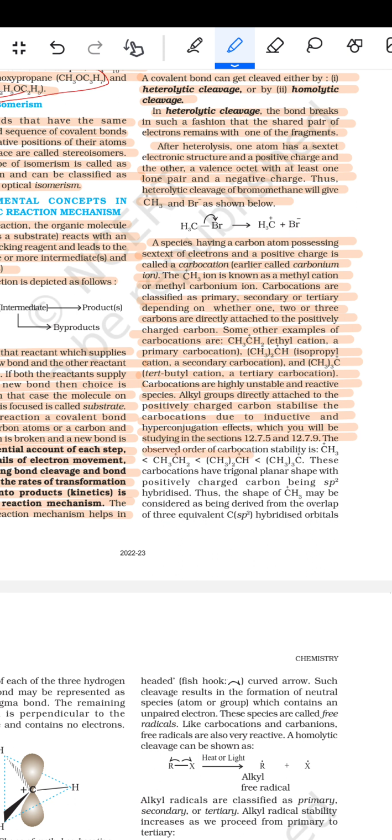The observed order of carbocation stability is: CH3+ is less stable than primary, which is less than secondary, and the most stable is tertiary. These carbocations have trigonal planar shape with the positively charged carbon being sp2 hybridized. Thus, the shape of CH3+ may be considered as being derived from the overlap of the three equivalent carbon sp2 hybridized orbitals.